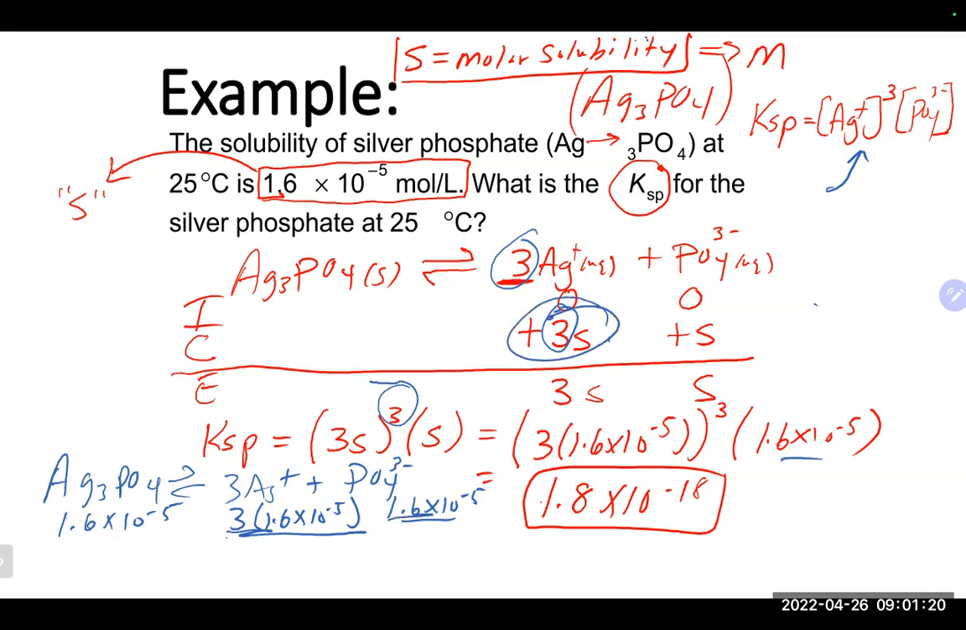So you don't necessarily have to do an ice table on these if you understand the relationship between the molarity of the whole compound and the ions, and you could go right into the Ksp expression to do it. Or again, you could do the ice table to help you visualize it. Any questions on that there?